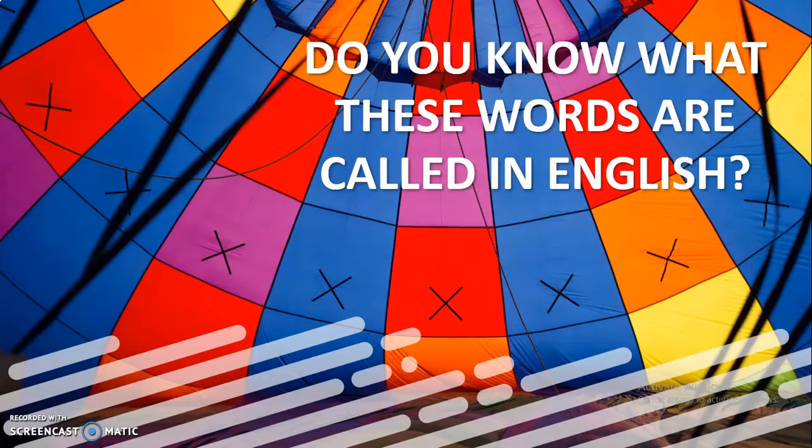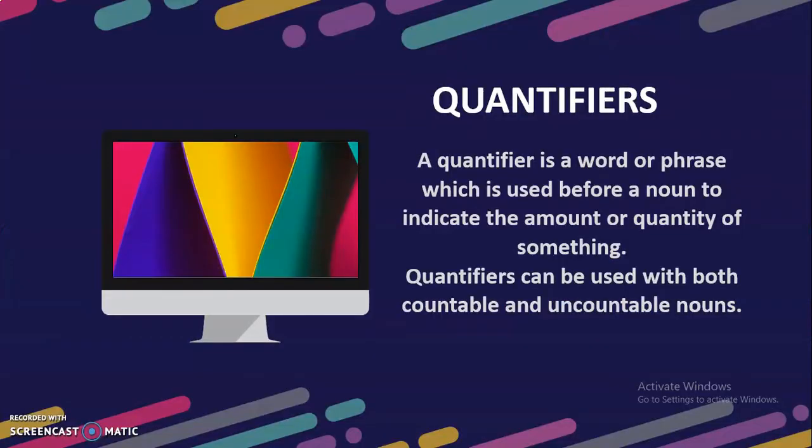Do you know what these words are called in the English language? Well, they are called quantifiers. A quantifier is a word or a phrase which is used before a noun to indicate the amount or quantity of something. So they can be used with both countable and uncountable nouns.